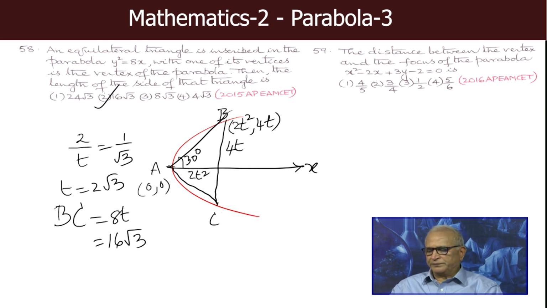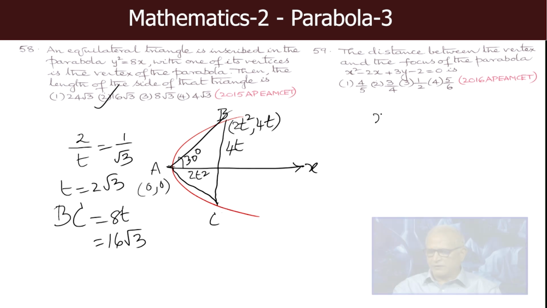Next, the distance between the vertex and the focus of the parabola x² − 2x + 3y − 2 = 0 is. The standard form of the parabola equation is not given, but they ask for the distance between the vertex and the focus. First of all, let us try to simplify this equation and also try to put it in the standard form.